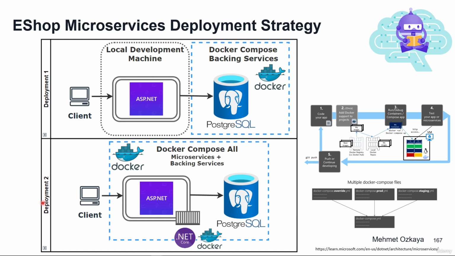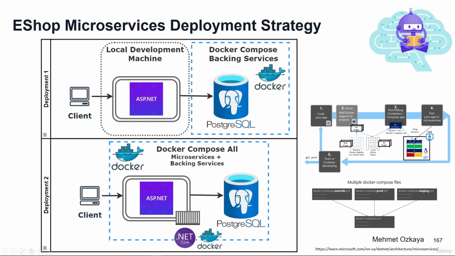In the second deployment, we will orchestrate all microservices and databases using Docker Compose to test them in a fully containerized environment. We call this Docker Compose all, and this will include all microservices and databases in a Docker network. So far we have finished the first part of the deployment, and now we are going to do the second part. For that purpose, the first thing we should do is containerize catalog microservices with a Dockerfile.